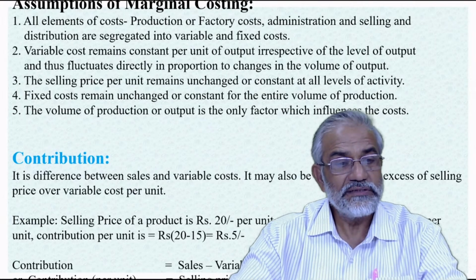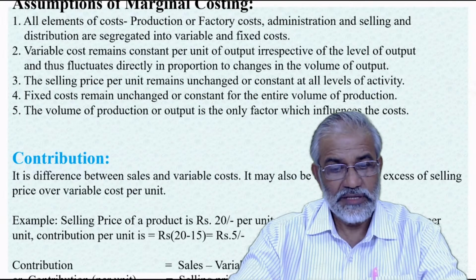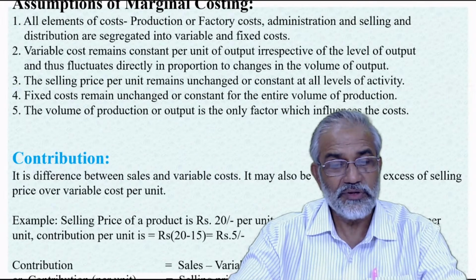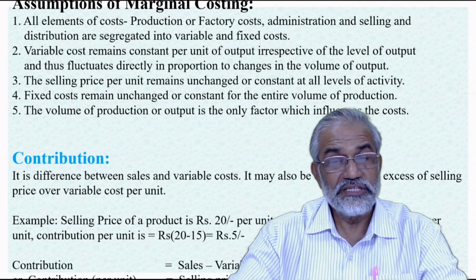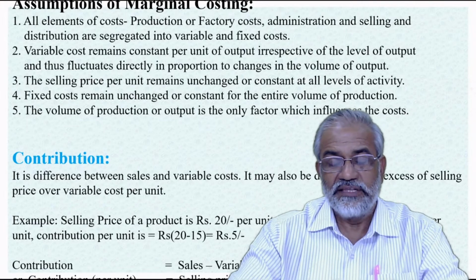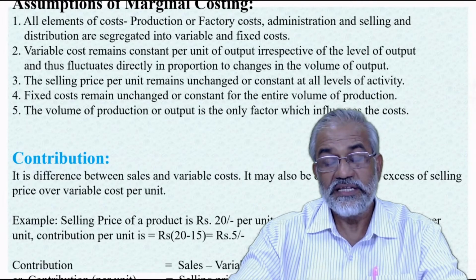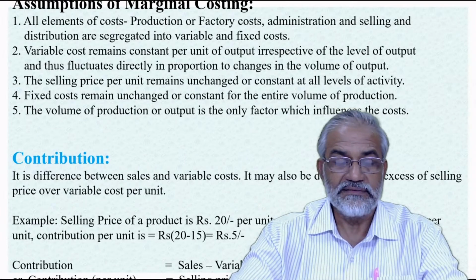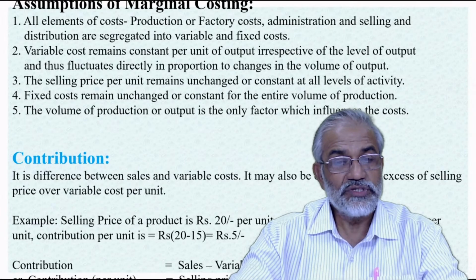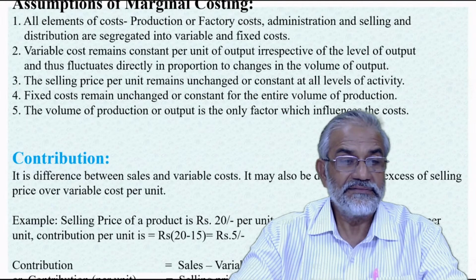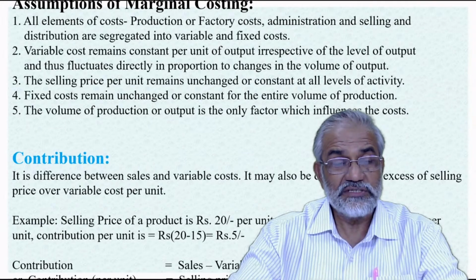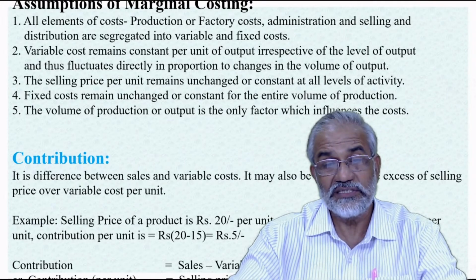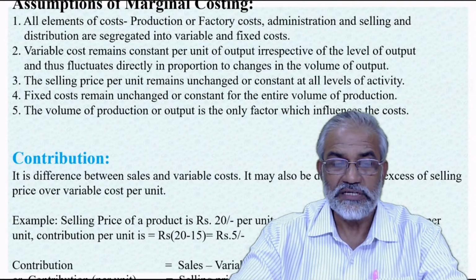Why is it called contribution? The equation for determination of the contribution is sales minus variable cost, or marginal cost. Why is it called contribution? The nomenclature of contribution is that the contribution contributes towards recovery of the fixed cost of the organization. That means the more the contribution per unit, the more easily the fixed cost of the organization will be recovered. Since it contributes towards the recovery of the fixed cost, that's why the nomenclature is contribution.